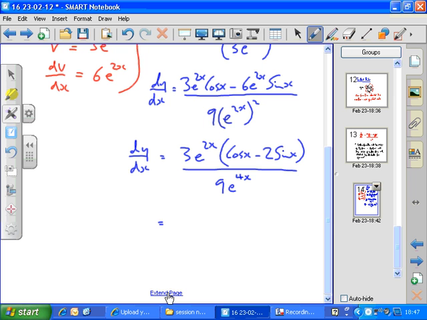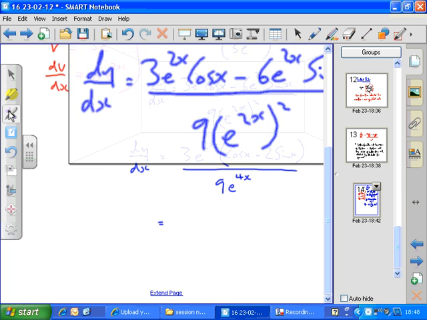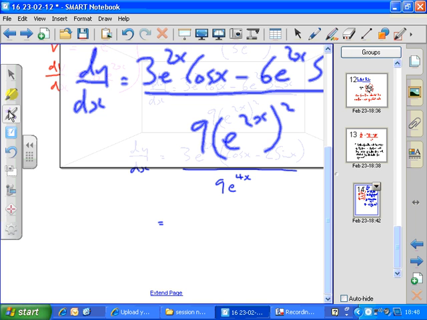Probably the easiest way to see how the cancelling works is to look at it in this form here. So let's see if I can get this pen to work. And look at this. I've got e to the 2x at the top and e to the 2x squared at the bottom. So I can actually cancel out one of the e to the 2x's at the bottom with the e to the 2x at the top.